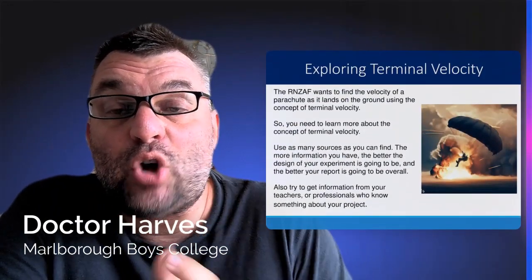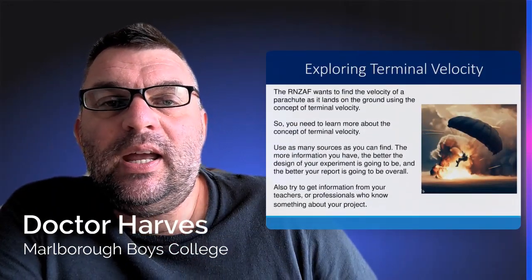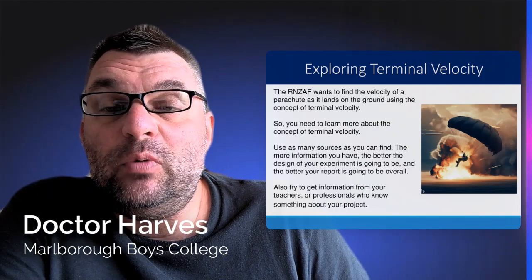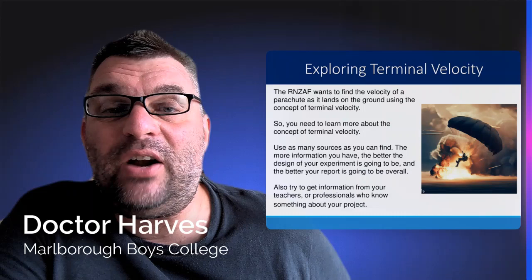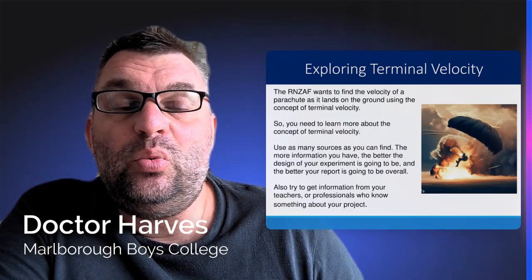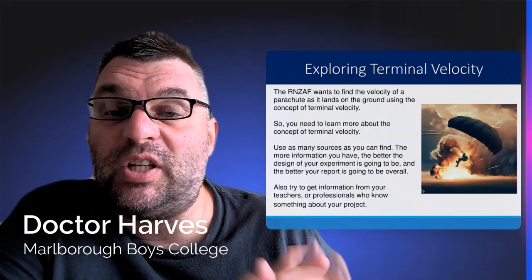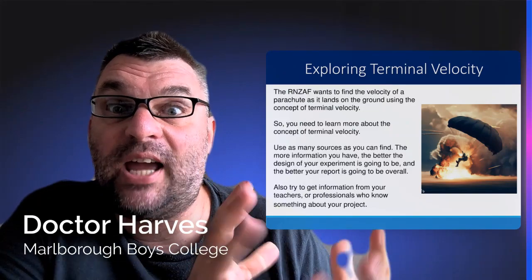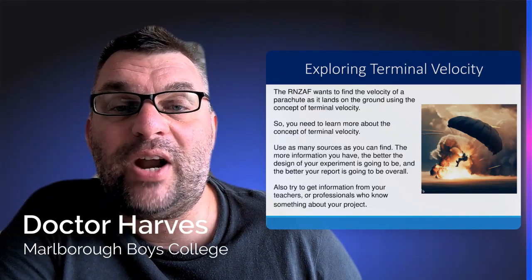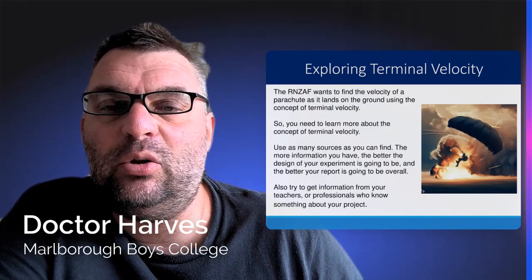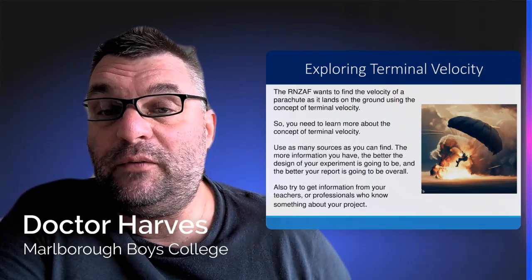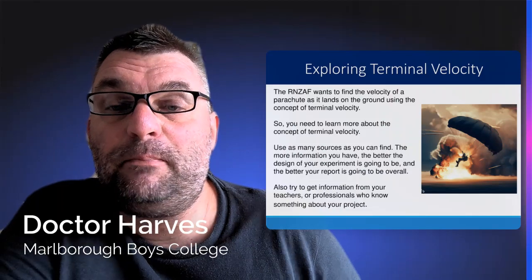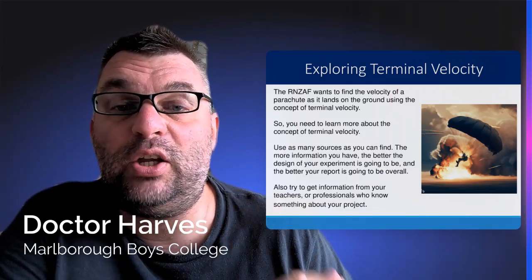The topic we're going to be looking at to just begin with is exploring terminal velocity. The idea is that the RNZAF wants to work out the terminal velocity of a parachute before it hits the ground, so it saves jet fighter pilots if they crash. If it's just going too fast, they get a little bit squashed. So you're going to have to research the concept of terminal velocity. It's your first beginning point when you're starting to write your report.